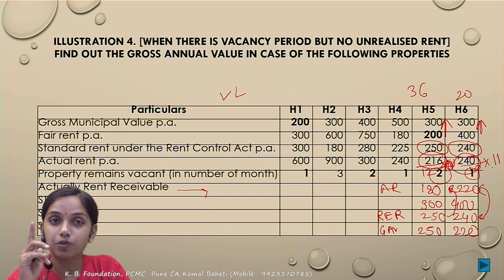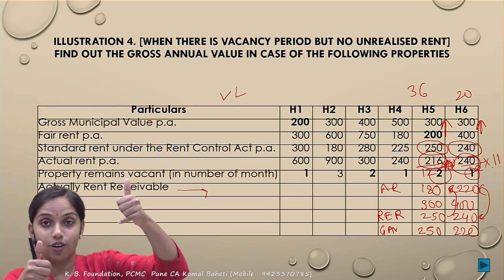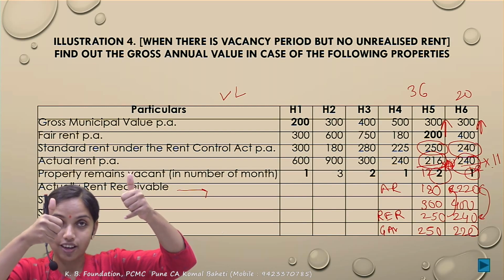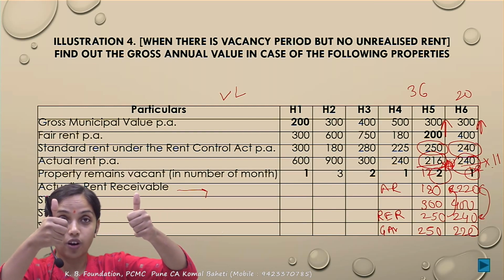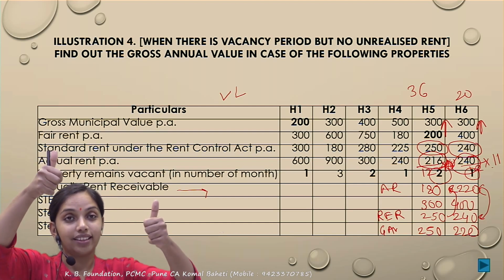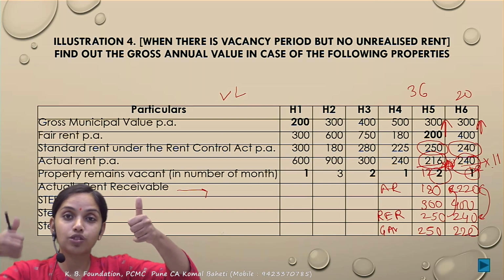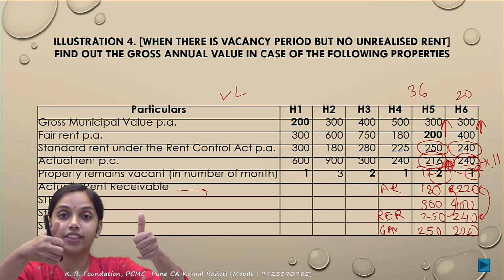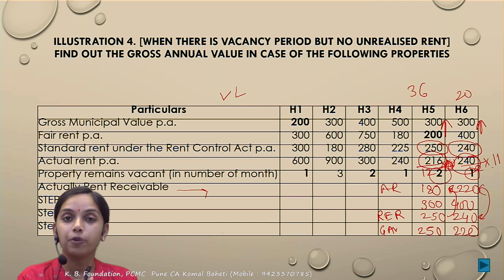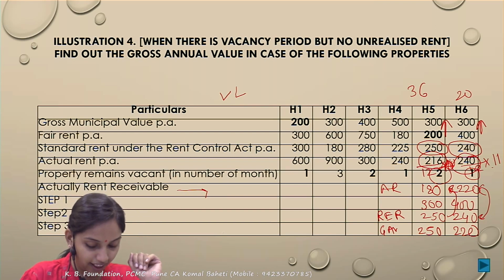What is an exception? Exception says that AR plus vacancy loss, if it is equivalent or more than the RER, then what would become the GAO? AR would become the GAO. So in this case, AR plus vacancy loss is equivalent with the RER. So AR would become the GAO. Are you clear with this example? Next.